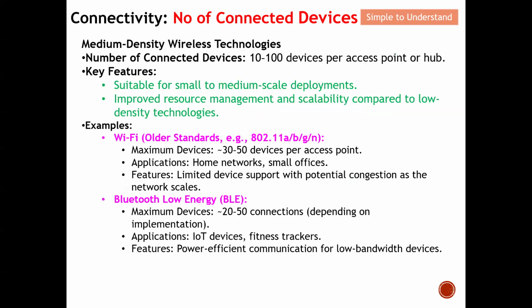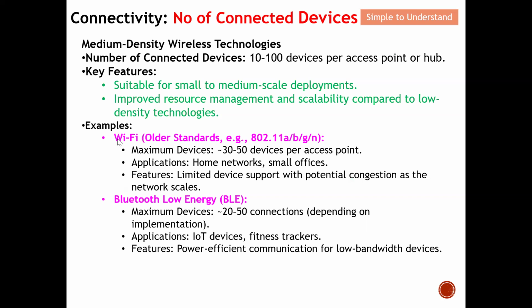Let's move on to the medium density wireless technology. The number of connected devices for low density was 10 or less than 10. Now it increases, up to a maximum of about 100 devices per access point, per gateway, etc. The key feature is that they are suitable for small to medium scale deployment. They improve the resource management and scalability compared to the low density technology.